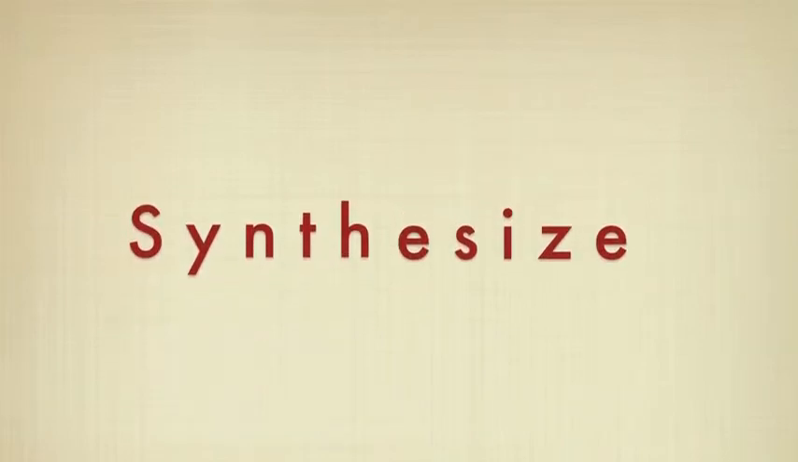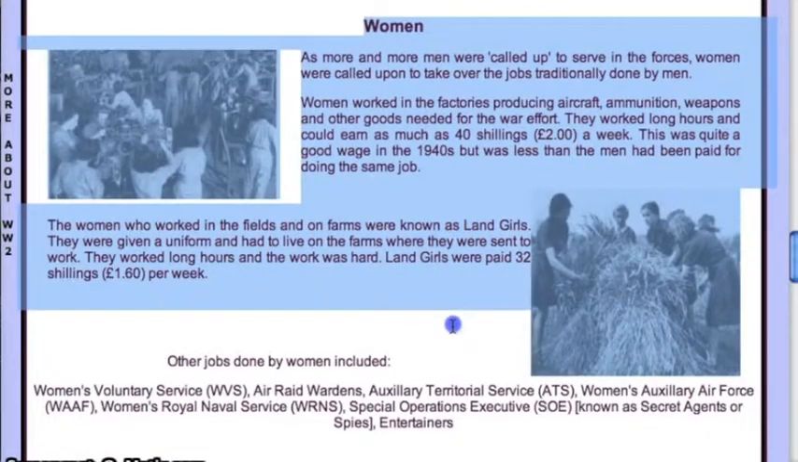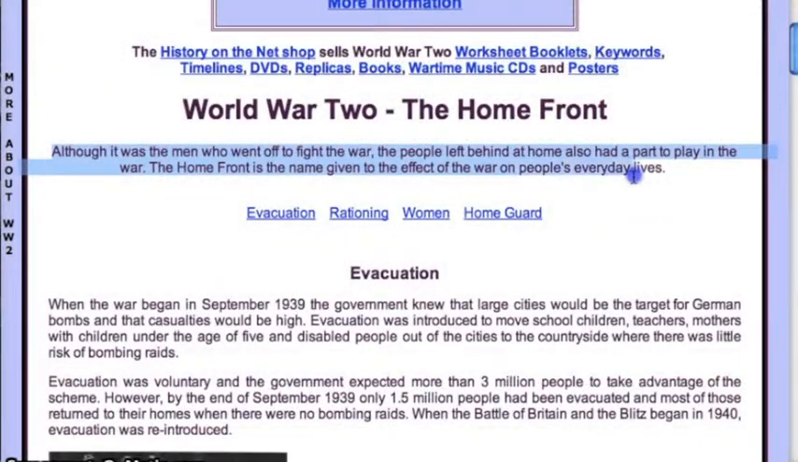Finally, synthesize your own opinion from what you've learned. Let's take a look at a secondary source together. This source comes from historyonthenet.com. The first step is to look for bias. This particular website favors women and children and lacks information about men.